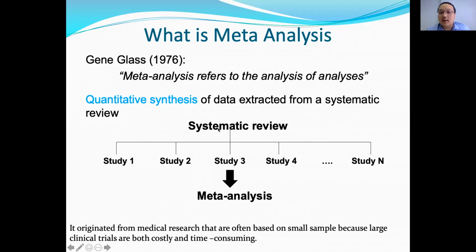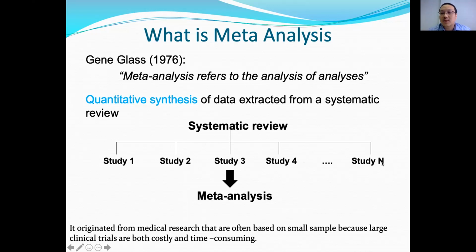A systematic review collects a pool of articles, and from each article there is a particular, common subject we want to look into. For example, does FDI promote economic growth? So the subject we are looking at is the relationship between FDI, foreign direct investment, and economic growth.